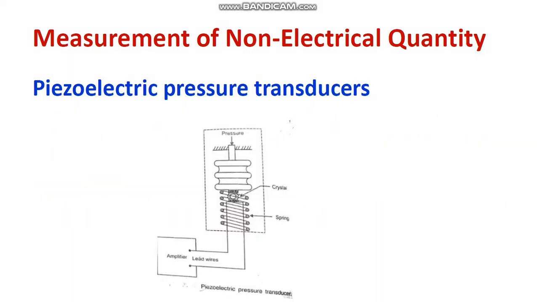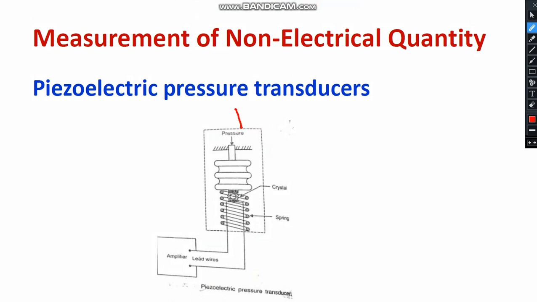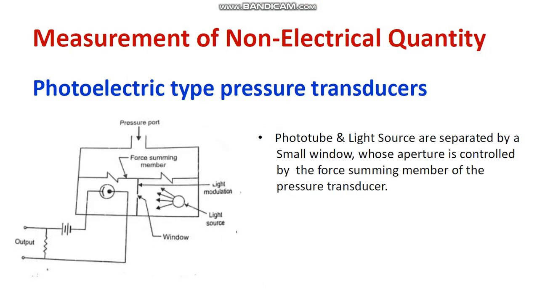Here you can observe the diagram. The diagram says that with respect to the pressure, the piezoelectric crystal is getting activated. Based upon that, you are able to get the voltage. That voltage can be amplified with the help of any type of amplifier. This is how the piezoelectric pressure transducer operates. I hope it's clear.